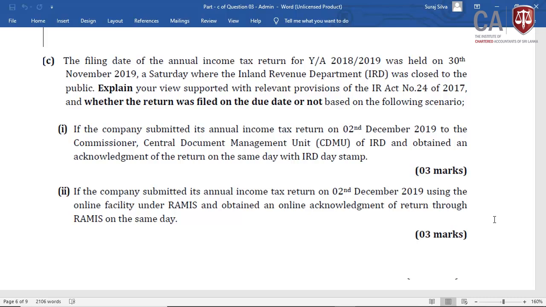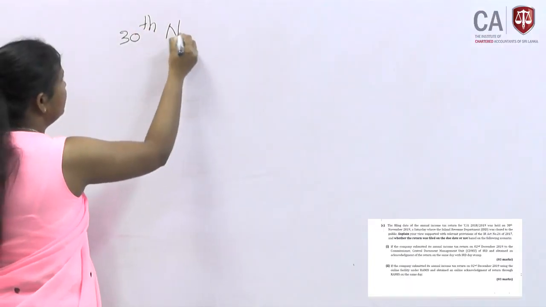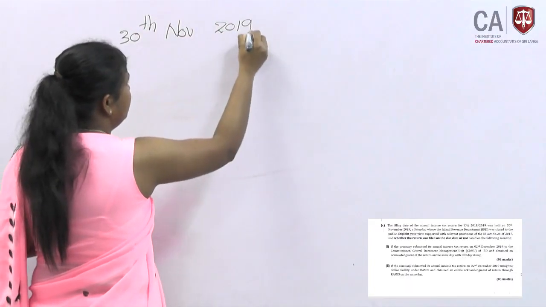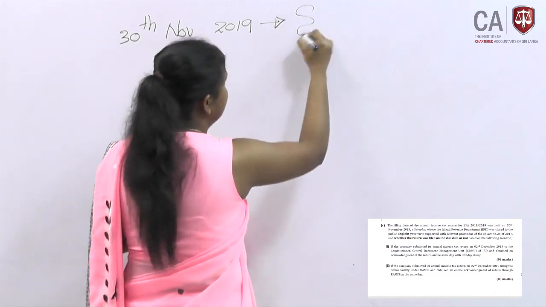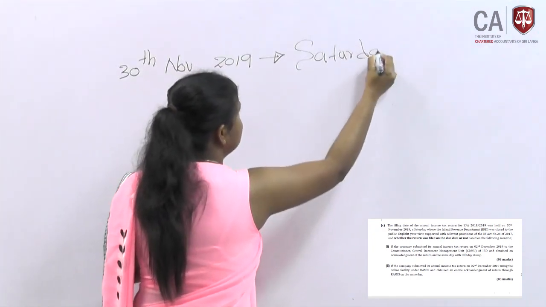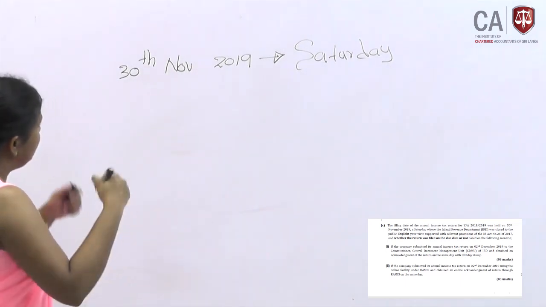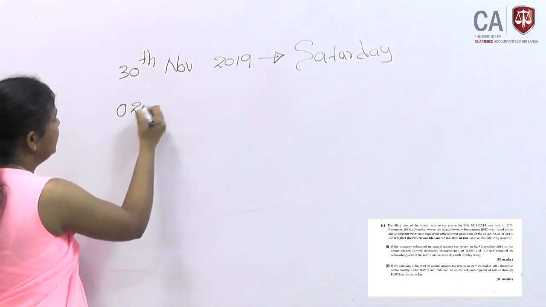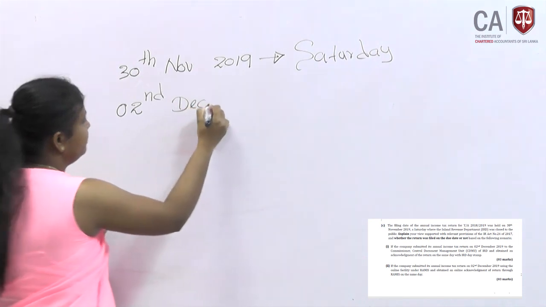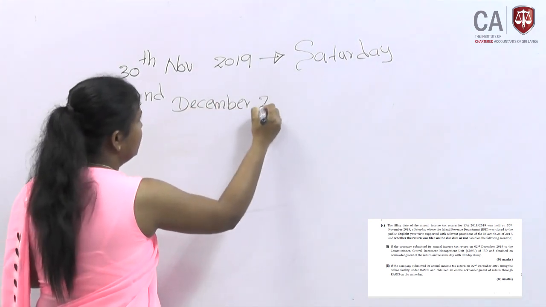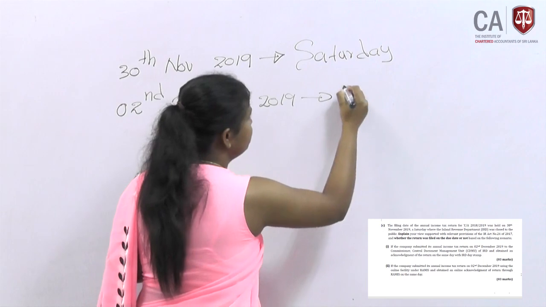If the company submitted its annual income tax return on 2nd December 2019, now we will see what the due date for filing the return is: 30th November 2019, which is on the weekend, Saturday. The question the examiner is asking is, if the company has filed the return on 2nd December, that means the immediate working day after that, which is Monday.